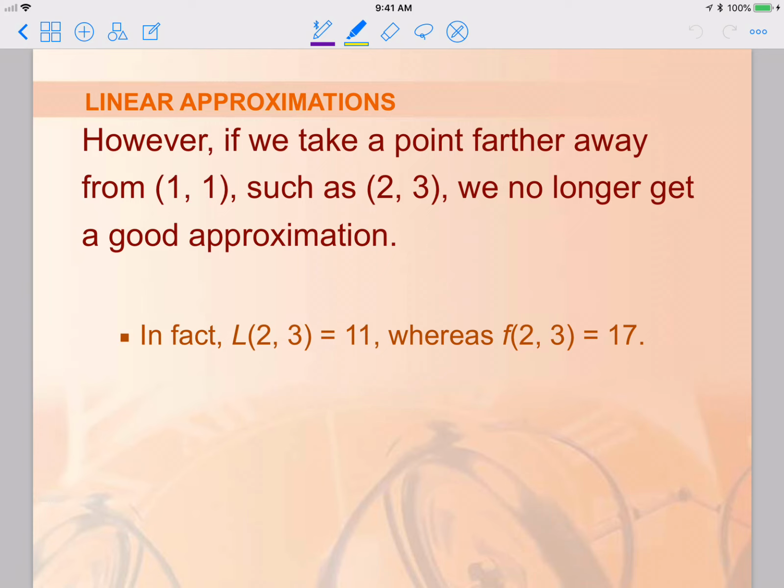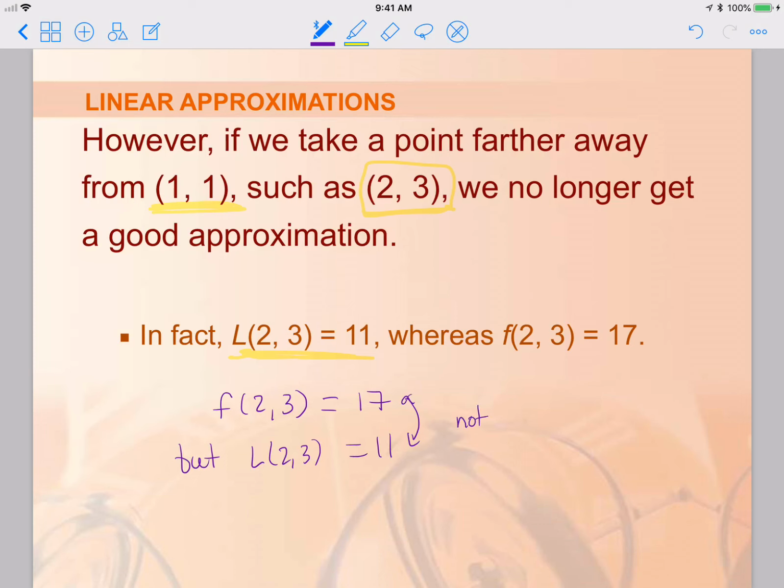Now, just as a reminder, if you take a point that is not close to (1, 1), like (2, 3), which is not that close, then your approximation suffers. f(2, 3) is equal to 17, but the linear approximation at (2, 3) is equal to 11. Not as good of an approximation.